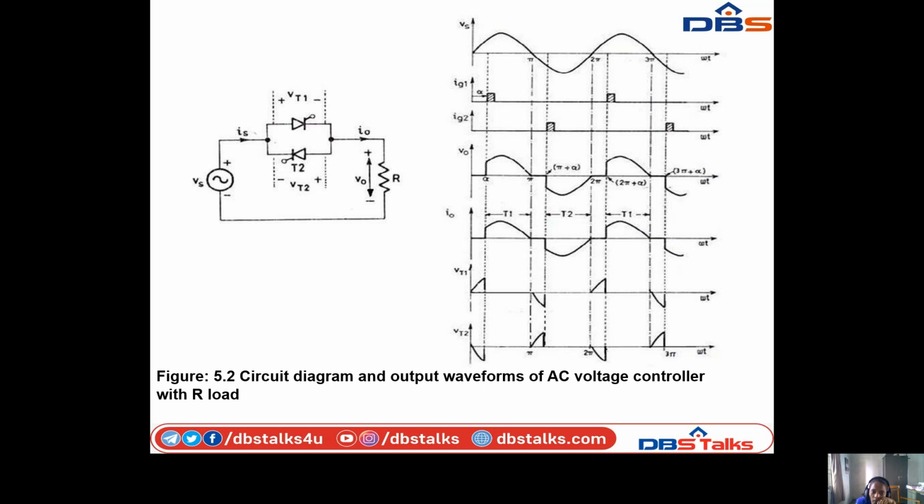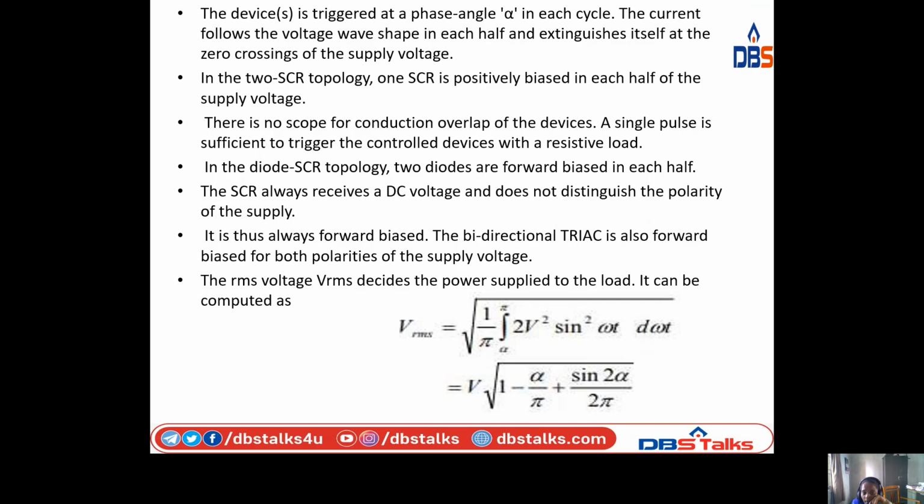Here the device will be triggered at a phase angle of alpha in each cycle. Here the current follows the voltage wave shape in each half and extinguishes itself at the zero crossing of the supply voltage.